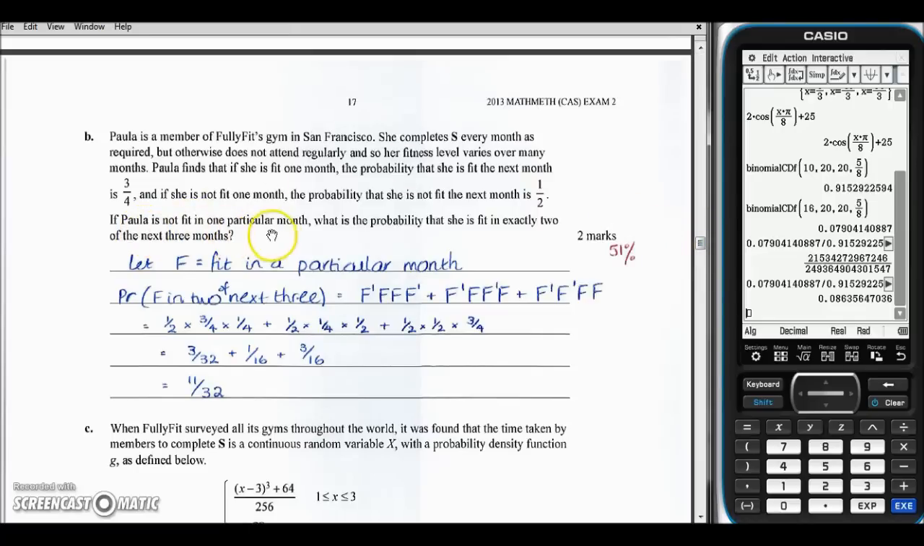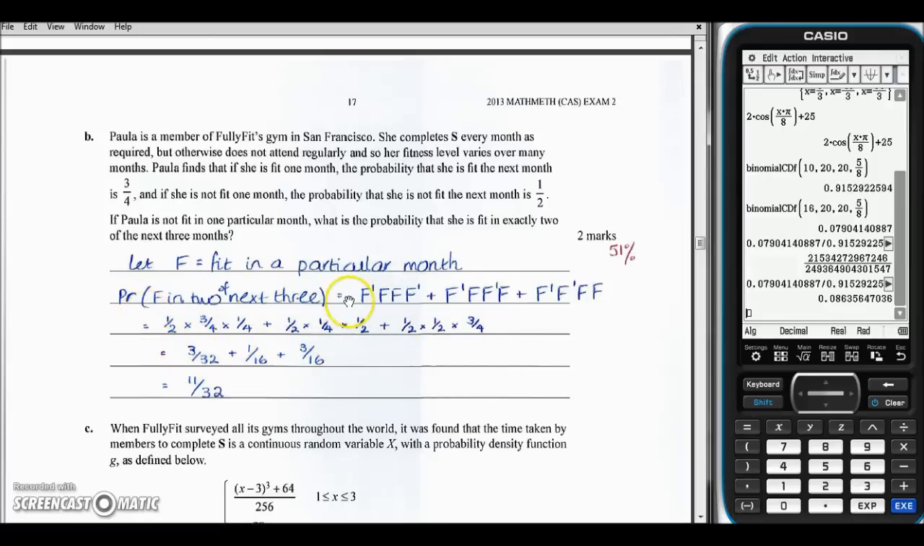So if she's not fit in one particular month, what's the probability that she is fit in exactly 2 of the next 3? I don't really like the way I've set this out. I probably could have just used a tree diagram, but basically there's 3 possibilities here. When she's not fit the first month, she could be fit, fit, and then not fit, or fit, not fit, fit, or not fit, fit, fit.